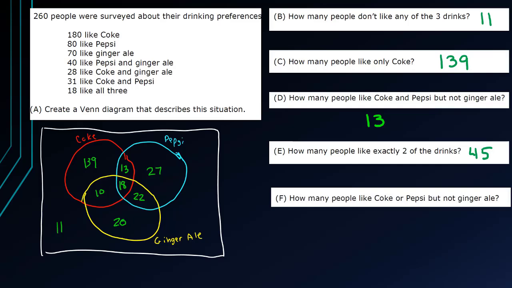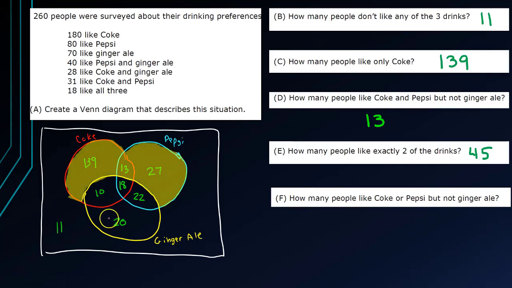How many people like Coke or Pepsi but not ginger ale? With this Coke or Pepsi, that means they can like one or the other or both, but not ginger ale. So I'm looking at this region right here. It includes everyone that has a Coke or Pepsi, but it's excluding anyone that likes ginger ale. So that's going to be 139 plus 13 plus 27, which is 179 people.